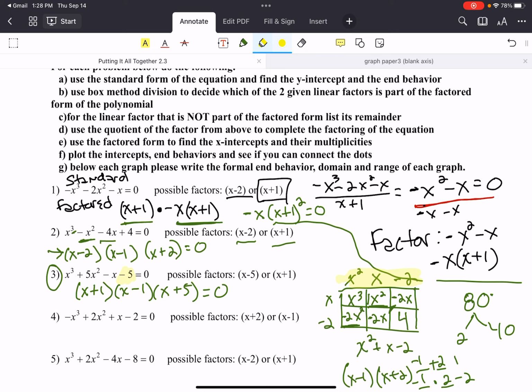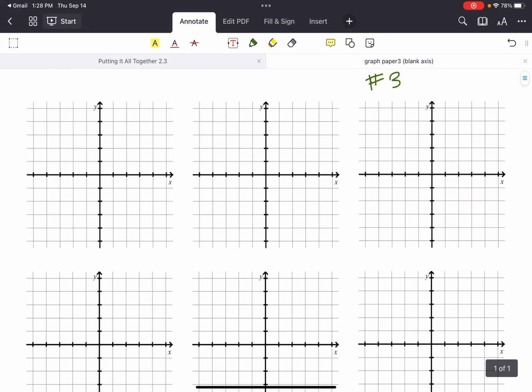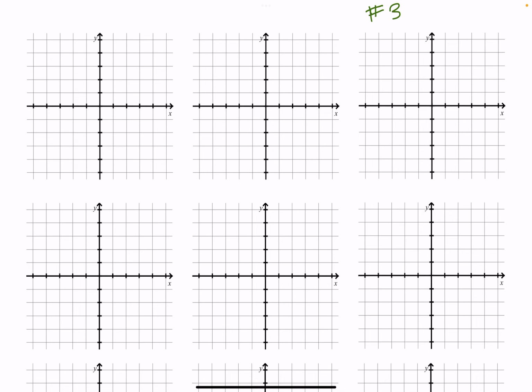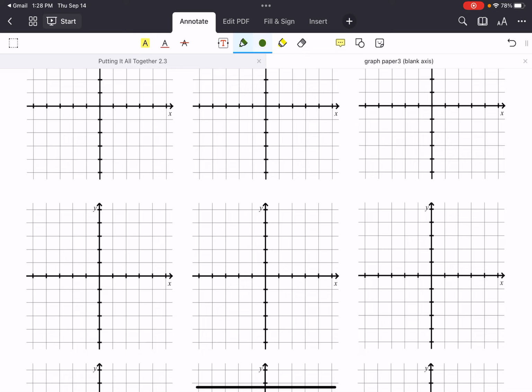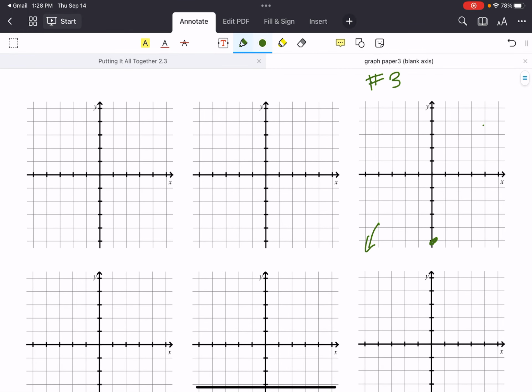Okay, and then is this one going to be a positive even, positive odd, negative even, or negative odd? Good. Positive odd. So all of that information over here tells me I can plot my y-intercept and my positive odd end behavior.